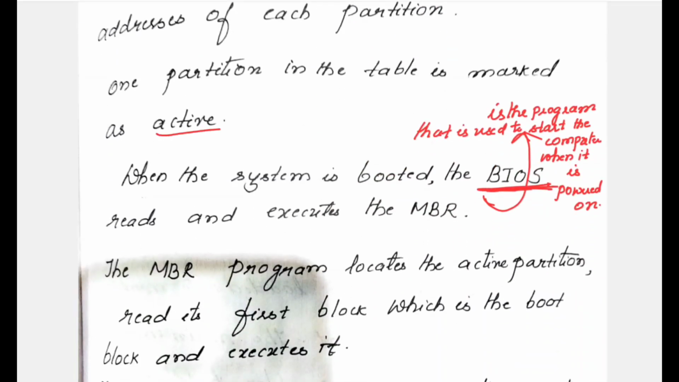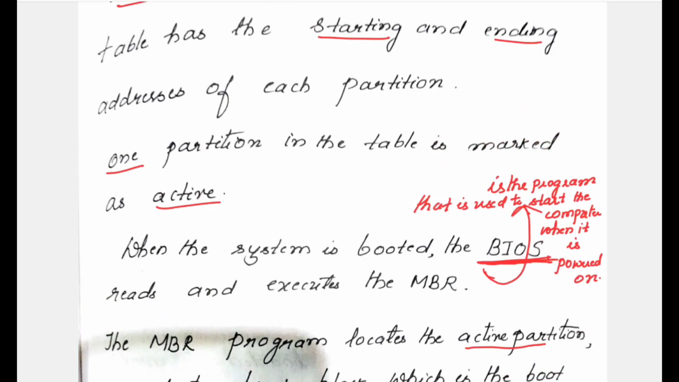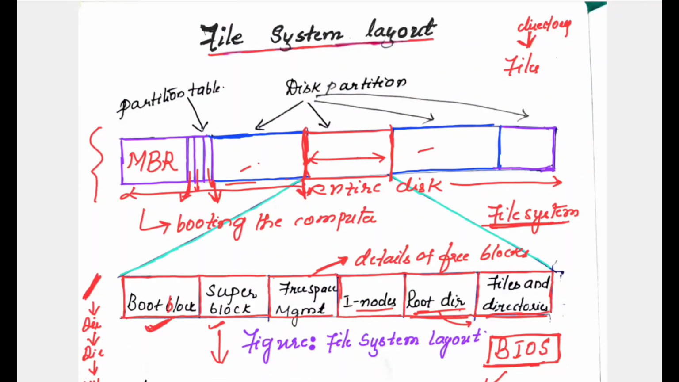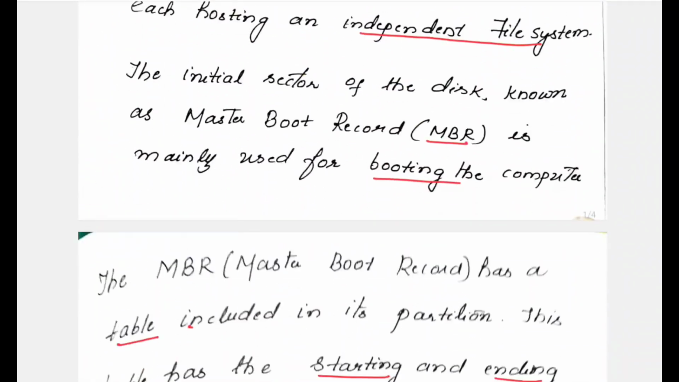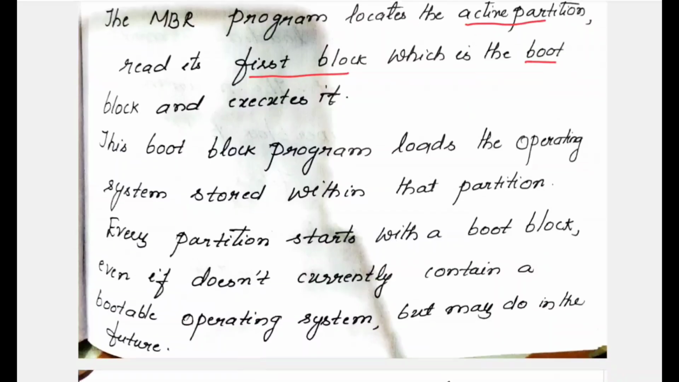One partition is active. This point you should know. One partition in the table is marked as active, and this MBR program has to locate that active partition, and it will start reading the first block, which is the boot block, as shown here. This is the first block, the boot block, followed by the super block and the rest of the blocks. The same thing I have mentioned here. See, this is the boot block explanation. What is its functionality? It will load the operating system stored within that partition.